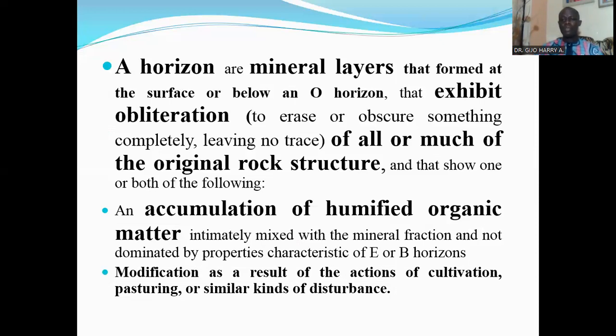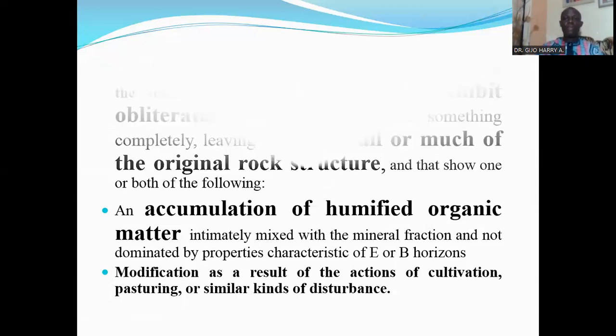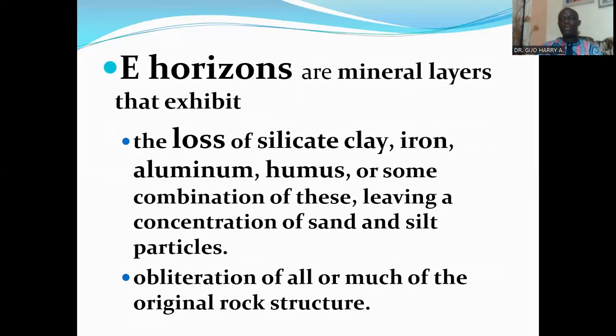Then pasturing, when the cattle, the goats, and the sheep graze on the surface, on the grasses, they also cause modification of the soil, and other kinds of disturbances result in the modification of the A horizon periodically. Now, the next horizon we want to look at is the E horizon.